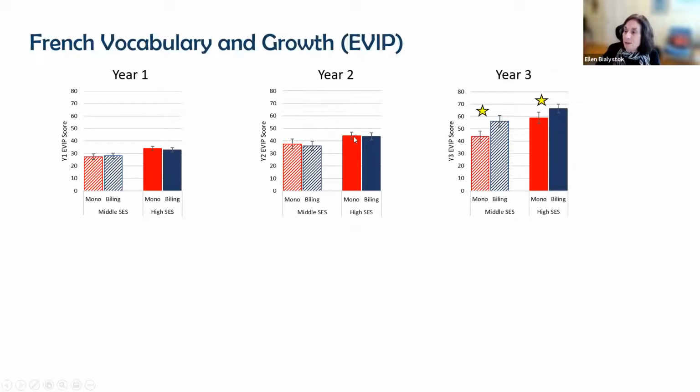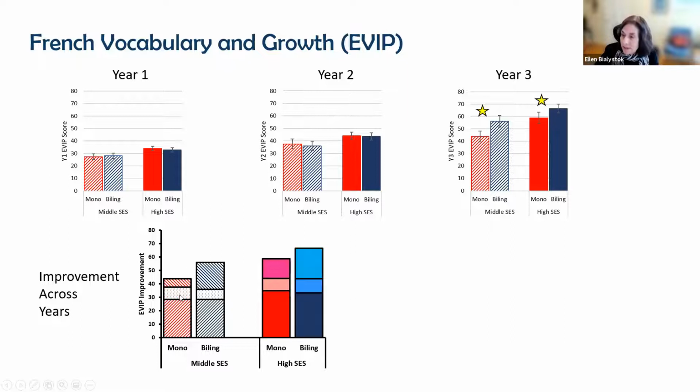Similar results in year 2, but look at year 3. The blue bars are shooting up. So by the time they're in the 3rd year of the program and they're 8 years old, the bilingual kids are in fact learning more French. They're advancing better.